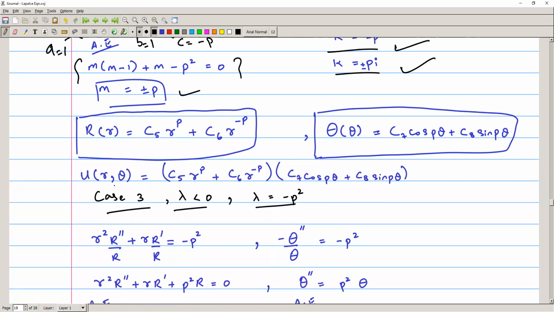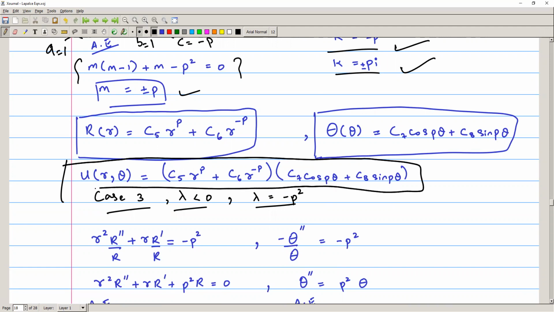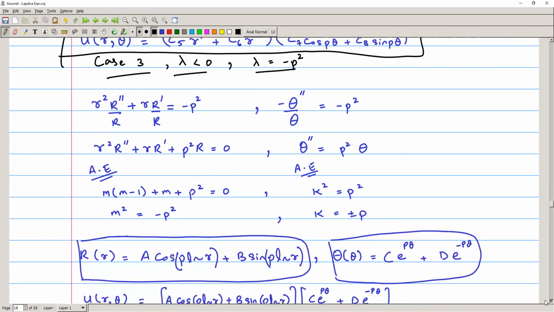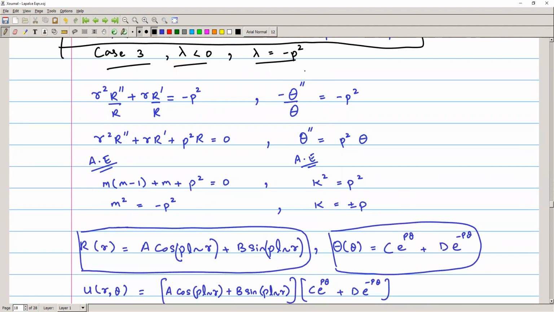So we will have these eigenvalues here, and we can generate the solution. Again, the general solution for this case will be u(r, theta) is equal to R times Theta. That is, we have the solution for R and Theta, and we will just multiply the functions, this multiplied by this function, right? Now we are left with case 3, that is lambda is less than 0. So lambda is equal to negative p squared.